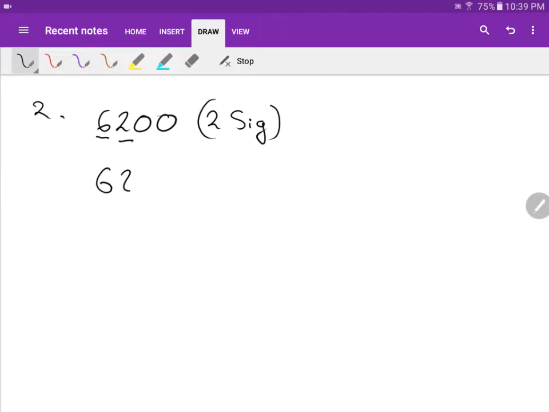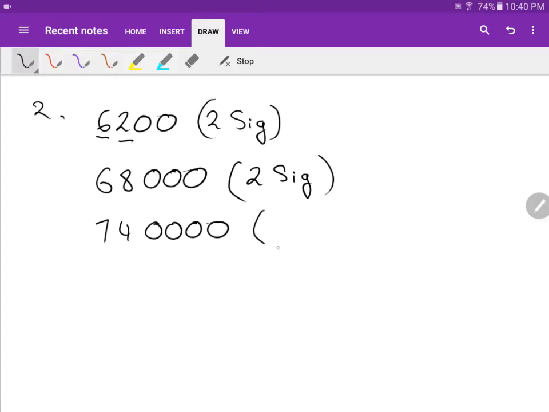Let's say 68,1230. Okay, this is 1, 2. So 2 significant figures because the 0 at the end doesn't count. 7412340. Okay, so only these two are counted, so it's still 2 significant figures.